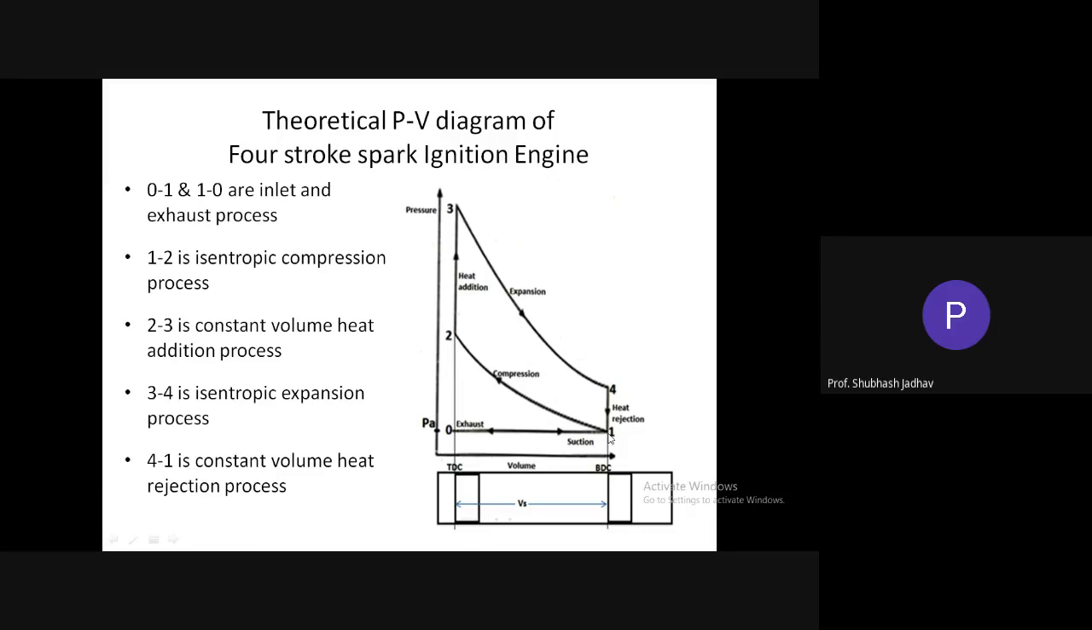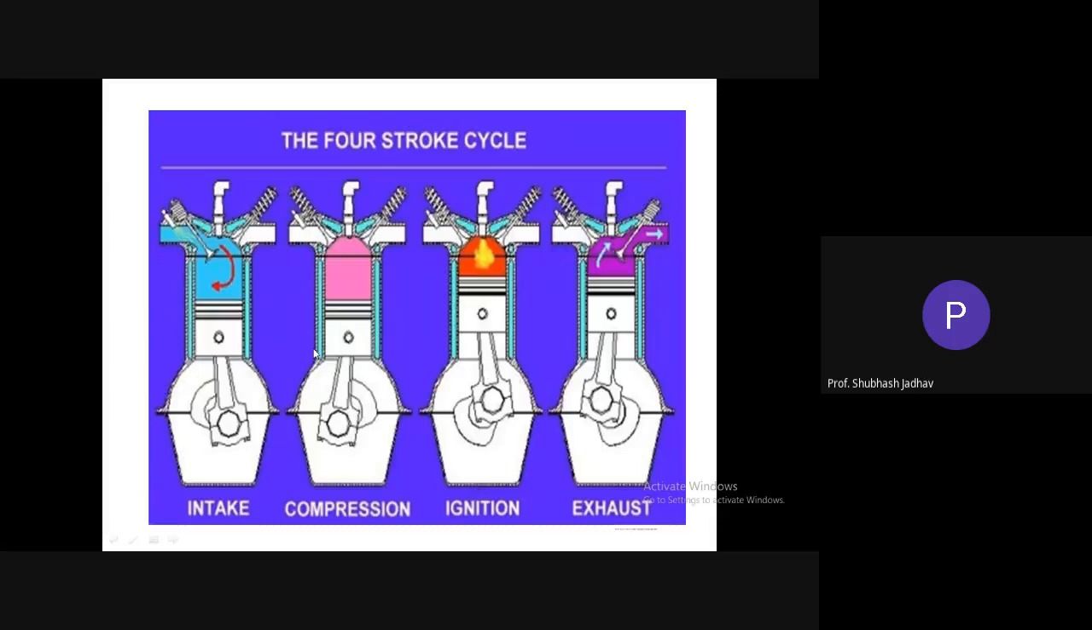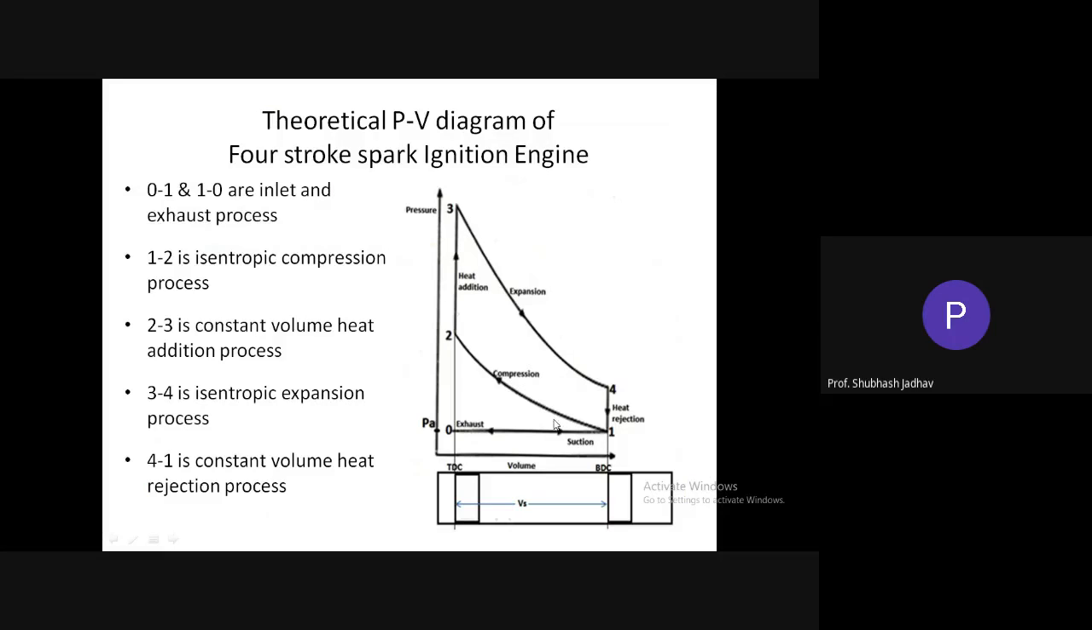So when the piston reaches BDC, what happens? As we discussed in the previous slide, when the piston was moving, the inlet valve was open. When the piston reaches BDC, this valve is closed. Already this valve is closed. That means in the next stroke, both the valves are going to remain closed. So now both the valves are closed and the piston is at BDC, and the piston starts moving from BDC to TDC.